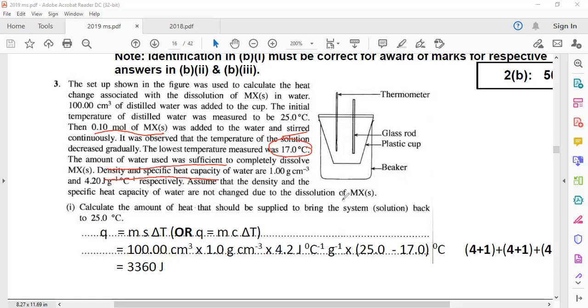And yeah, there is another assumption. Assume that the density and the heat capacity of water are not changed due to the dissolution of MX, and we have found the amount of heat to be supplied to bring that system again to 25 degrees Celsius. We have done that question.